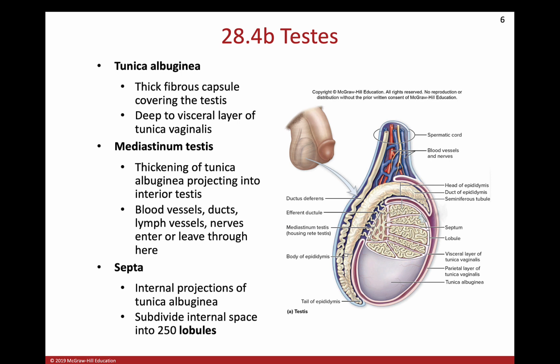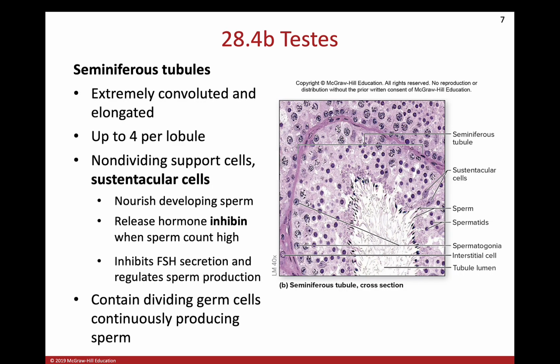There is the mediastinum testis. This is a thickening of the tunica albuginea, which projects into the interior of the testes. We will see blood vessels, ducts, lymph vessels, and nerves enter or leave through here. There are also septa, internal projections of the tunica albuginea, which subdivide the internal space within the testes into approximately 250 lobules. The seminiferous tubules are very convoluted and elongated, and there are up to 4 per lobule.